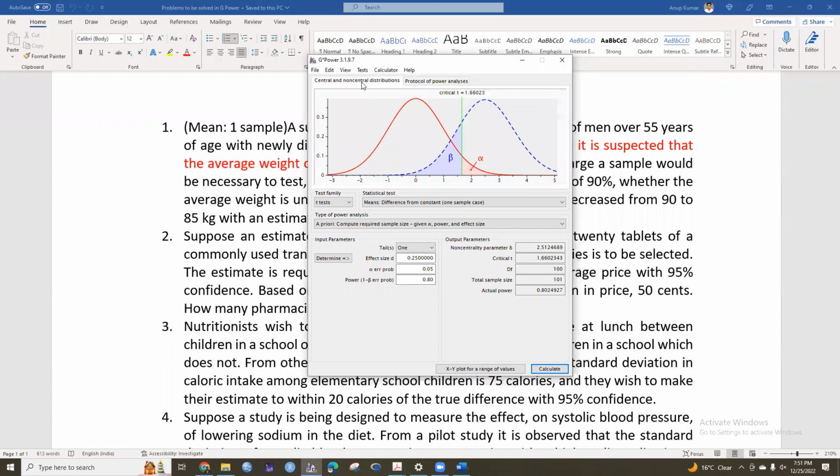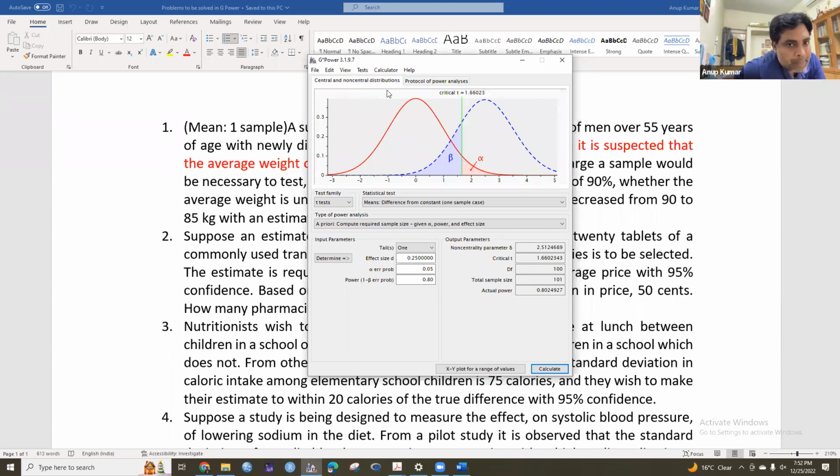So this software is only used for the sample size determination? Yes, this is especially for the sample size.